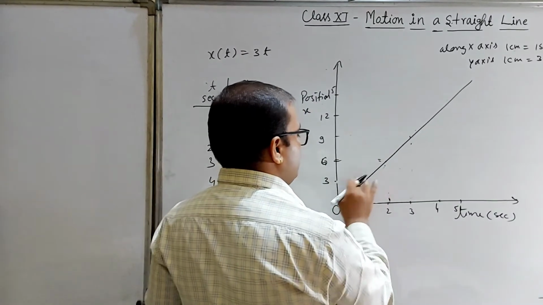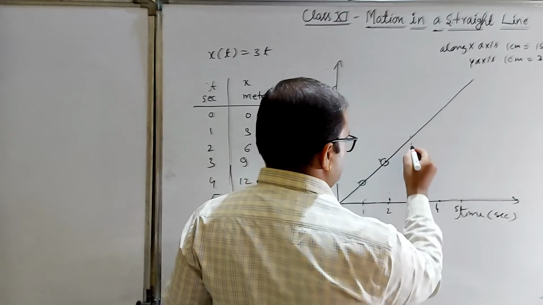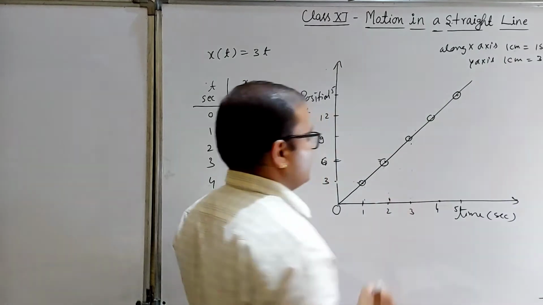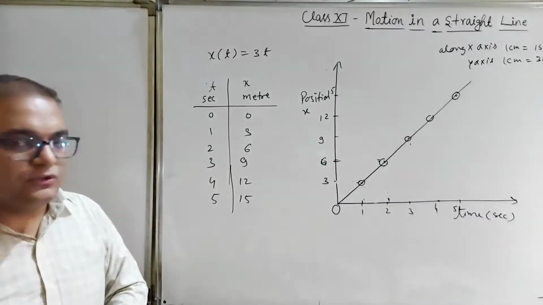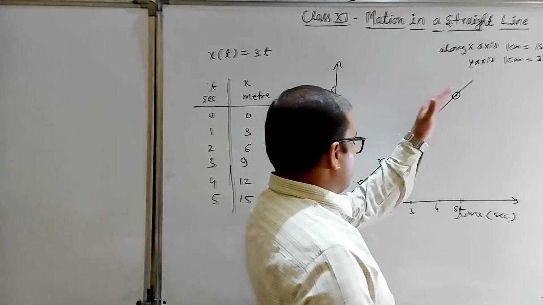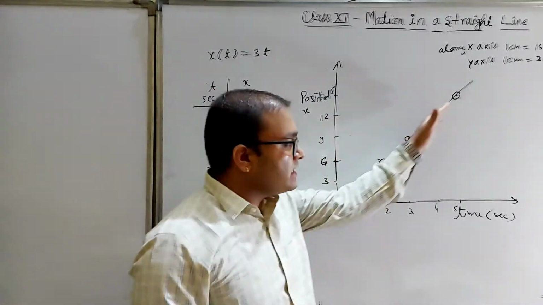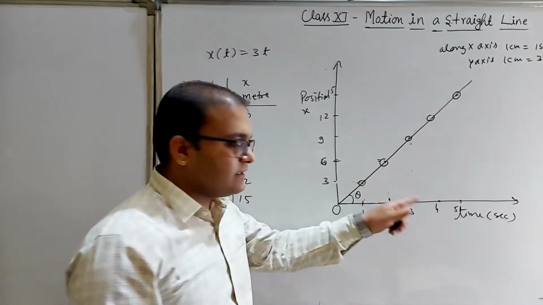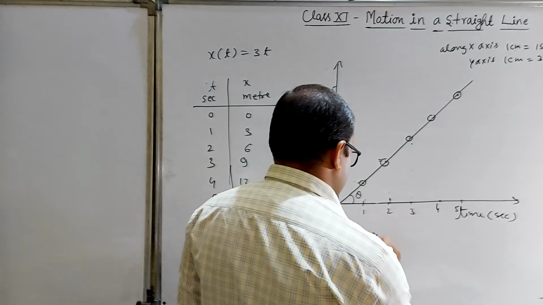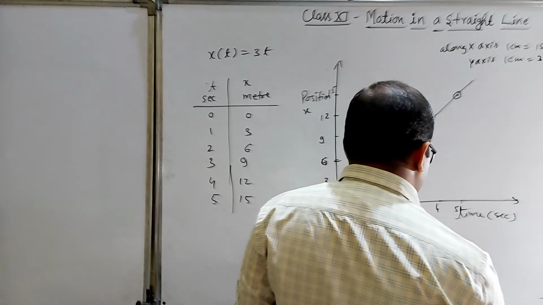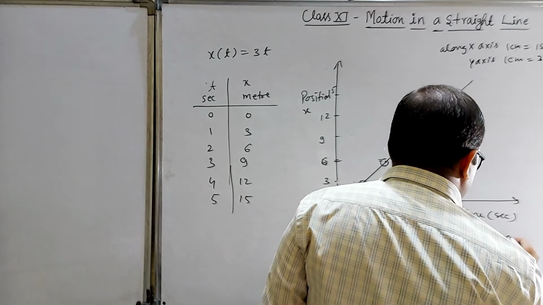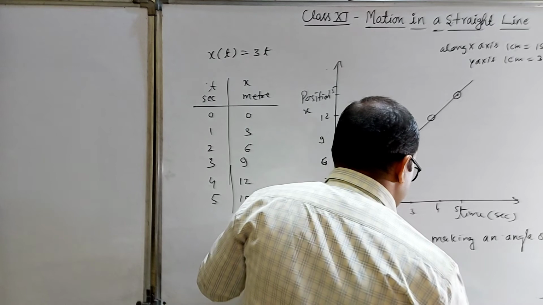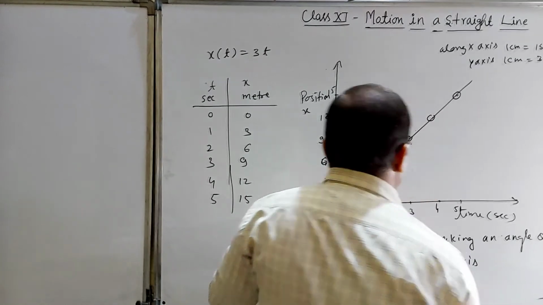So points will be, suppose, a point here, this is the next point, this is the next point, and 12 point here, and suppose this is the point. So this is the graph. So here you can see the graph for uniform motion is a straight line making a certain angle theta with the time axis. So how can we find the slope?